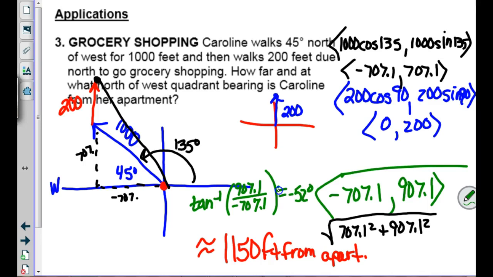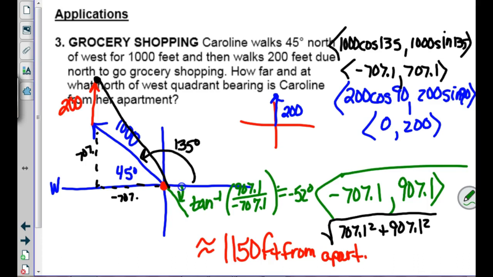Okay, that's because the calculator always, do you remember anything about those inverse functions? Remember the colored unit circle? Tangent is in quadrants 1 and 2 only. So the calculator thinks, or I'm sorry, 1 and 4. The calculator thinks you have to be in quadrant 4, 52 degrees. Obviously, she's not down here, right? What can we do to put that into the right quadrant?